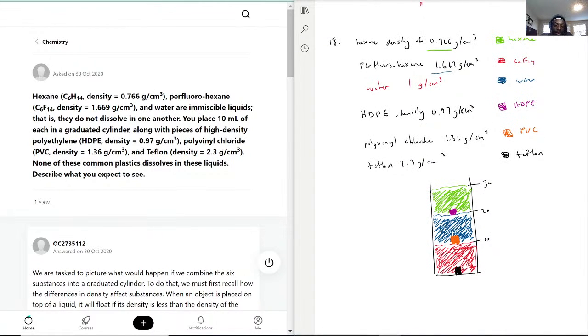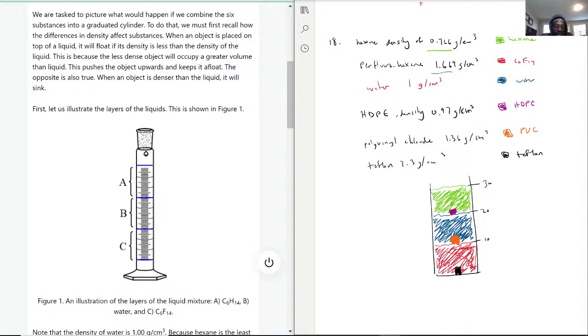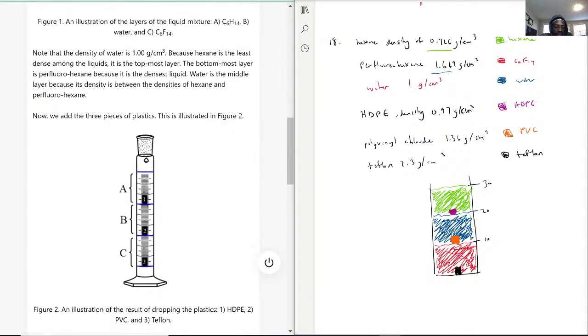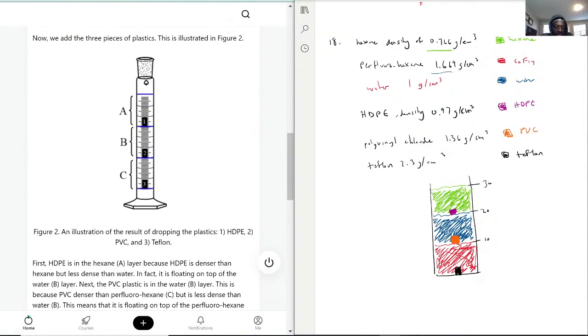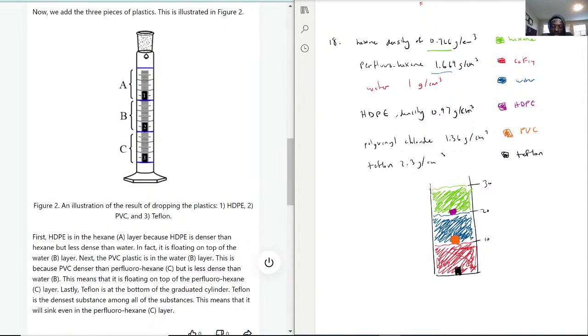Let's see how we did. Hopefully they have an image. Nice. Nice. So exactly, A, HDPE. Whoops. Yeah, HDPE is hexane layer. Yep, that's what we have. And then next, the PVC is floating in the water, exactly like right on top of the perfluorohexane, and Teflon's at the bottom of the graduated cylinder. Okay, and Teflon is dense, so it will sink further than the perfluorohexane. So we have it correct.